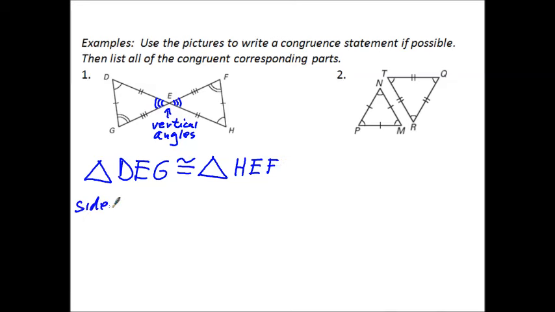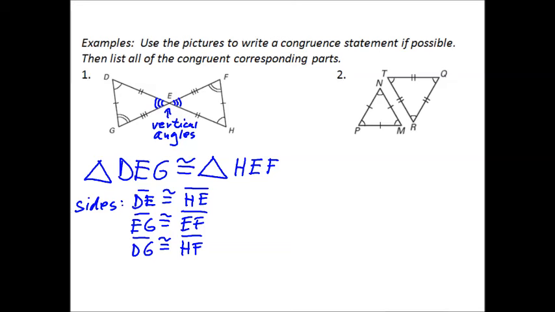Now we can list all of our corresponding parts. Let's start with the sides. Segment DE is congruent to segment HE. Now stop the video here and find the other two congruent sides and compare your work with my answers afterwards. Hopefully you came up with the same result. Side EG is congruent to side EF, and side DG is congruent to side HF.